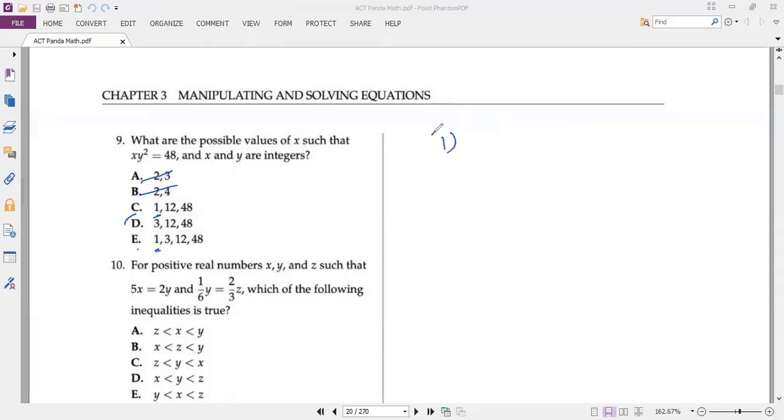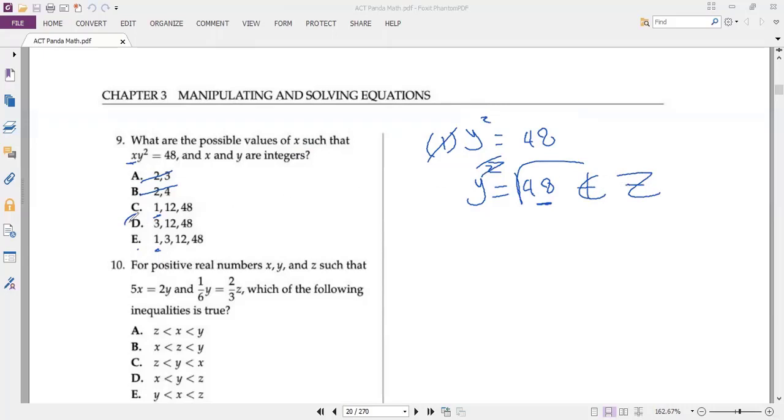So x is 1, just plug in. Y squared equals 48, divided by 1, not working like this. The root is also not a square number. So the root cannot be in Z. So it must be D. Must be D. You can check any value of 3, 12, and 48.